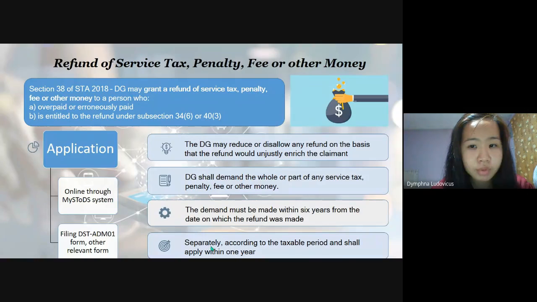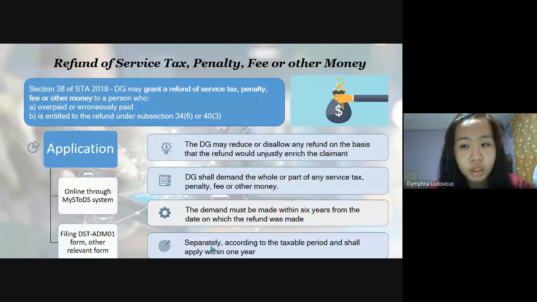Refund shall be made separately according to the taxable period and shall be applied for within 1 year after the payment mistake. Next, the DG has the power to reduce or disallow any refund on the basis that the refund would unjustly enrich the claimant. The whole or part of any service tax, penalty, fee or other money may be demanded by the DG, whereas the demand must be made within 6 years from the date the refund was made.